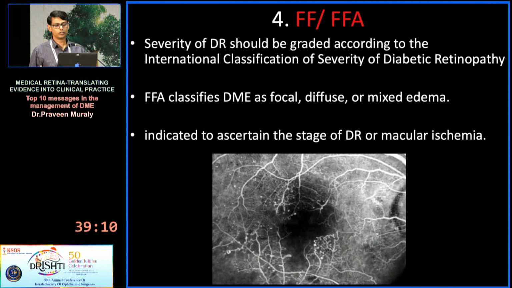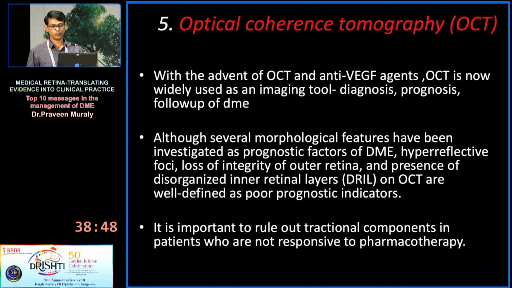However, once you do an FFA, you can classify into focal and diffuse. Most important is to see for macular ischemia. What you can see in this is not just enlargement. More than that, just see for notching. Any notch can suggest macular ischemia, or you see for any aneurysms at the edge of the FAZ. That also can signify macular ischemia.